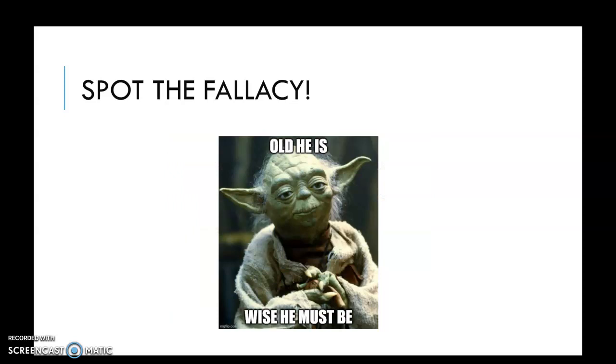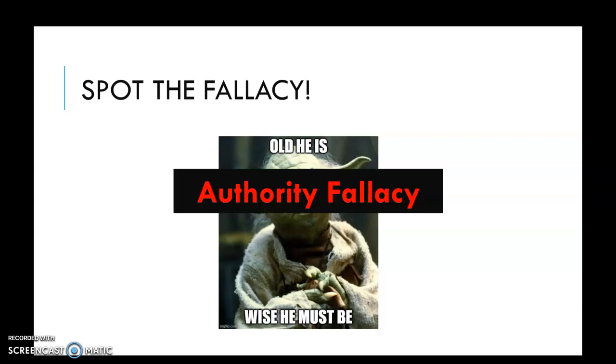Okay, spot the next fallacy. "Old he is, wise he must be." Now that's an authority fallacy. Just because somebody is old, it doesn't mean that they have the credential of wisdom. Although Yoda, he may.